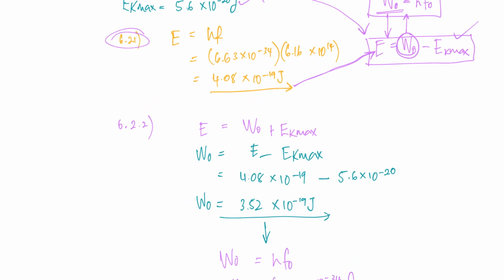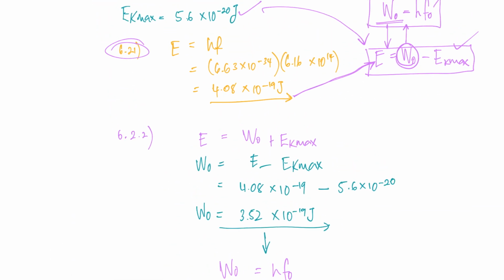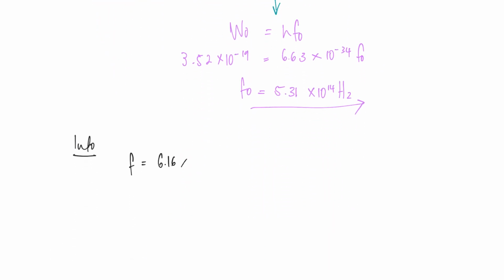The best thing to do is to write down all the info that we have found and that we know. So I know that the frequency of the light was 6.16 times 10 to the power of 14. I know that my work function is equal to 3.52 times 10 to the power of negative 19.